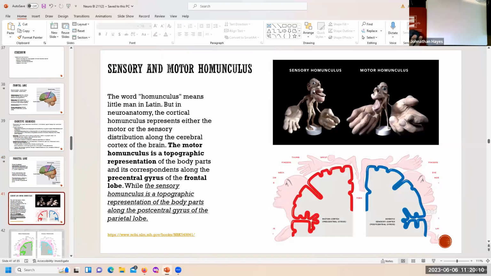So again, by basic book definition, this part right here, the postcentral gyrus, would basically be where we find the sensory homunculus. And again, this is a visual representation of parts of the brain that are responsible for these different parts of the body. So more areas of the brain are going to be responsible for hands than, say, the kneecaps and stuff like that.